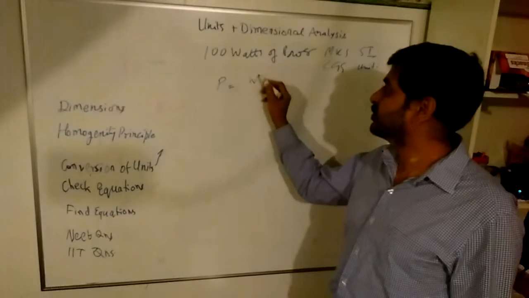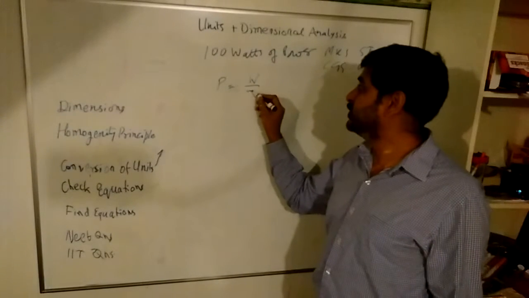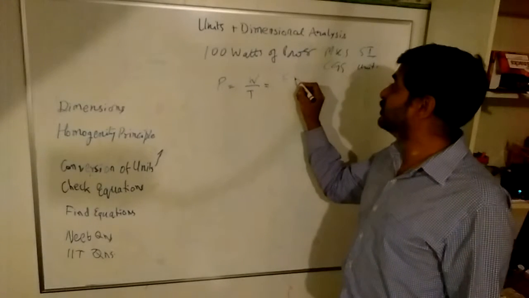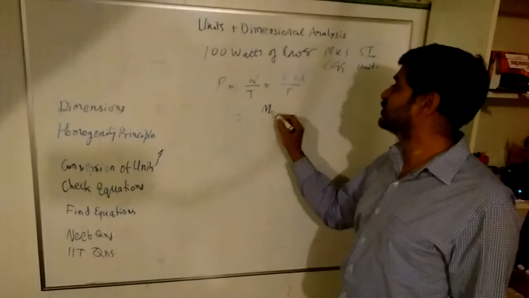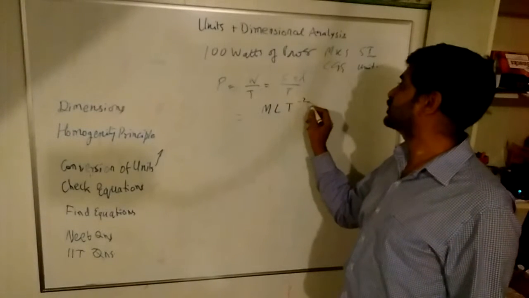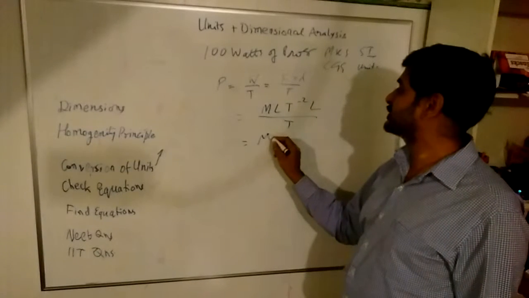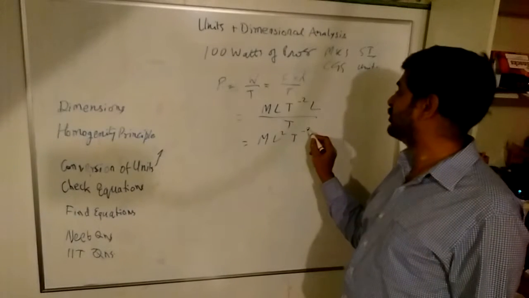Watt is nothing but power, and power is nothing but work done in a unit period of time. Work is force into distance divided by time. Force is mass into acceleration, which is L t to the power minus 2, and distance is L divided by t. So this becomes mass into L square multiplied by t to the power of minus 3.